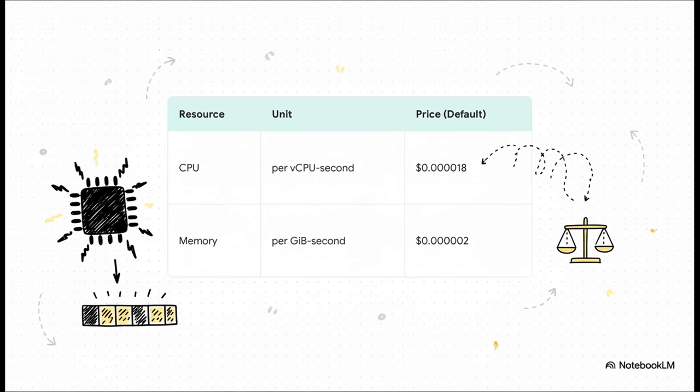So what happens when your service is getting traffic? Well, you're billed for the exact amount of CPU and memory it consumes while processing requests. And just look at these numbers. We are talking about tiny, tiny fractions of a penny. The pricing is incredibly granular. You literally only pay for what you use when you use it.